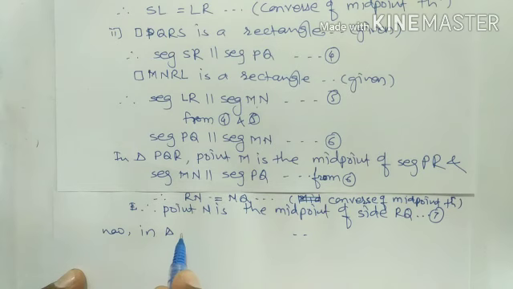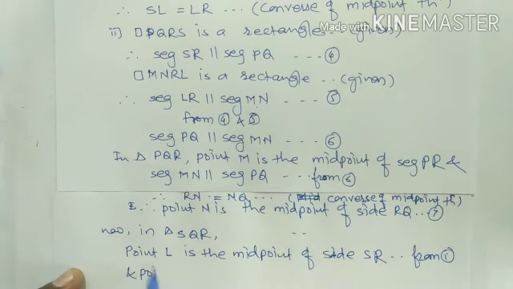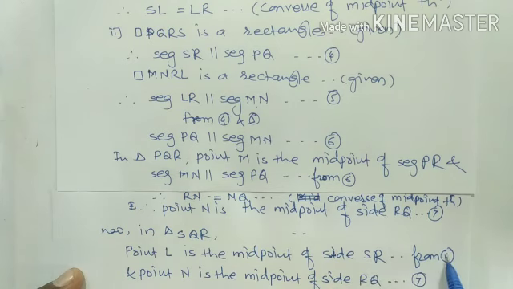Now in triangle SQR, point L is the midpoint of side SR from 1, we have proved that in 1. And point N is the midpoint of side RQ, we proved this in 7. This 1 is small Roman 1, that is, we proved it in the first sub-question of question two.